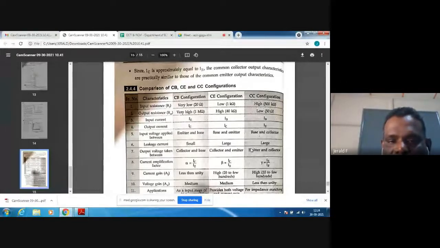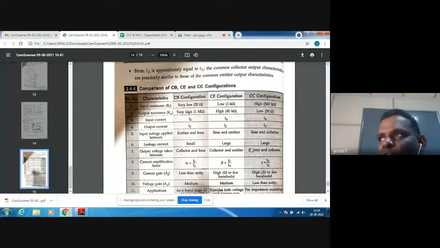First of all, you can check the input resistance. Input resistance is normally very low in common base, around 20 ohms. In the common emitter it is comparatively higher, about 1 kilo ohm, and the collector configuration is used for 500 kilo ohms. And the output resistance is very high, about 1 meg ohm, and this one is 40 kilo ohms, and this is very low, because the doping level changes.